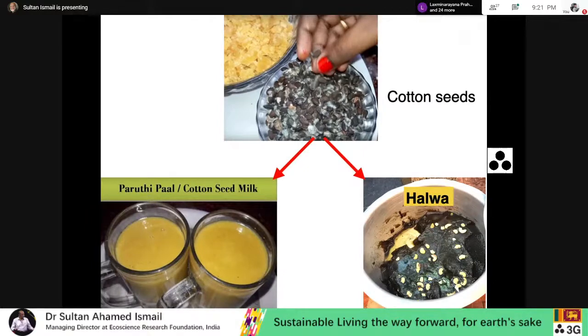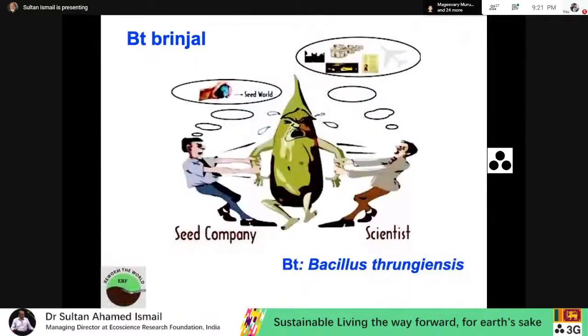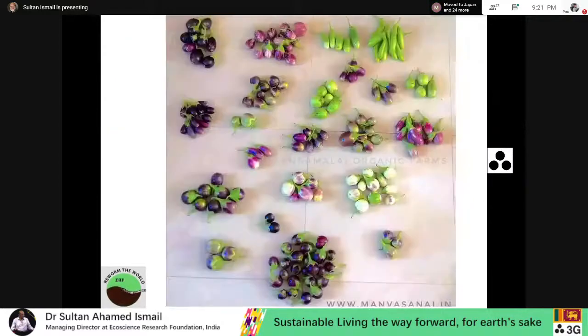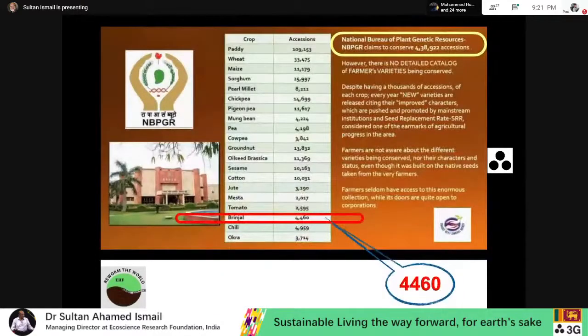Why should we have this one variety of brinjal for the whole country? India is a big country, right? In India, we have more than 60 varieties of this katrika, brinjal. Why one variety of brinjal? Why one company should sell? Tamil Nadu alone has 22 varieties. And according to the Government of India, we have 4,460 accessions of brinjal.